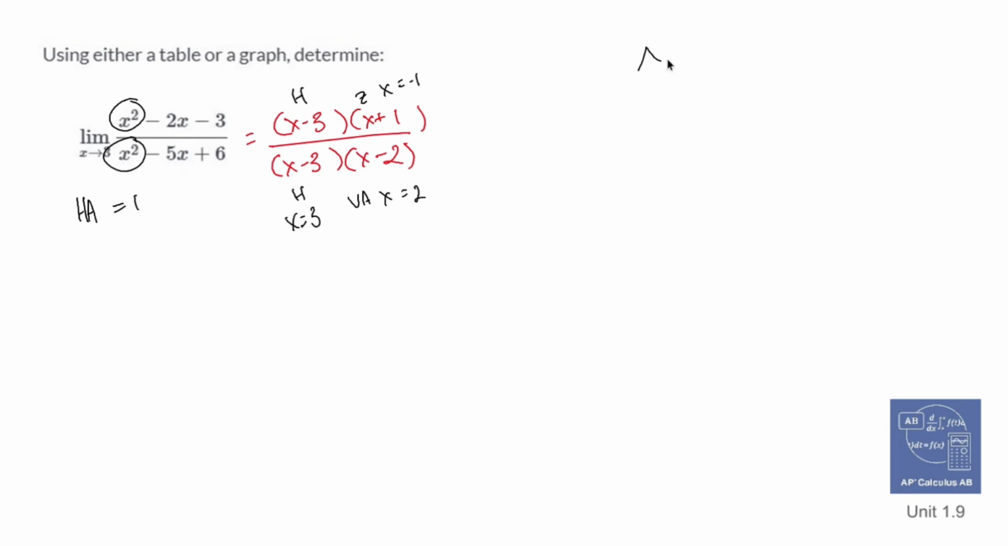So what I could do is make a little rough sketch of this. If I knew how to draw a nice straight line, this would be a whole lot better. But you get what you pay for, and you pay absolutely nothing for my services. If the horizontal asymptote is 1, that means things are going to level out right here. This has a zero at -1, so I have a zero at -1. A vertical asymptote at 2, so we'll put a vertical asymptote here.